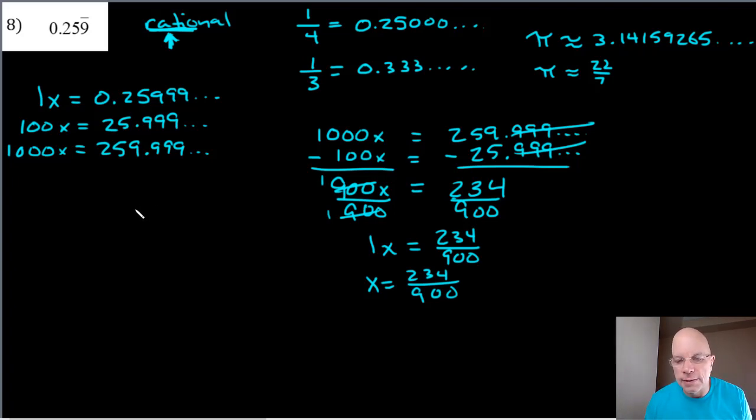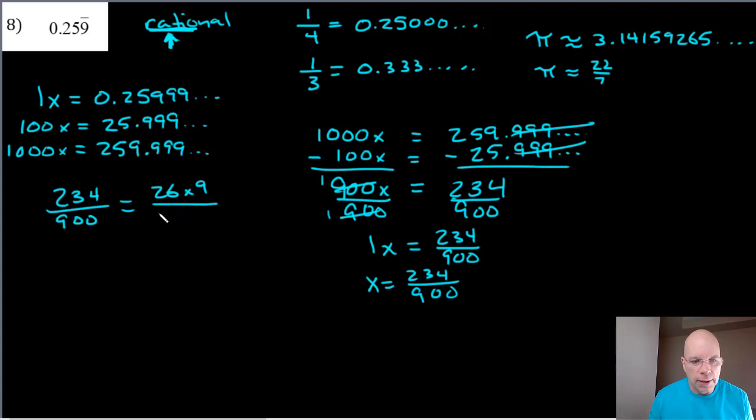234 divided by 9 is 26. So 234 over 900 is the same as 26 times 9 over 100 times 9. And then the 9/9 factor out. We factor out a common factor, and we get a simpler form of our fraction. We're not done yet, because that's not simplest form, but I want to stop here because 26 hundredths is a decimal fraction. It's just 0.26.